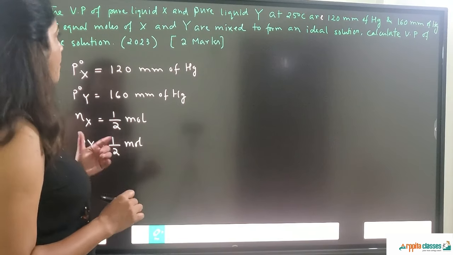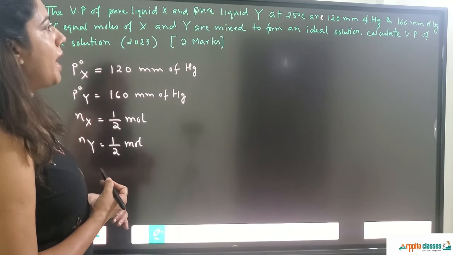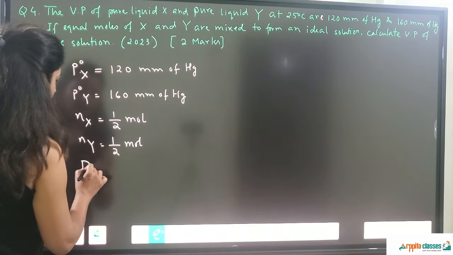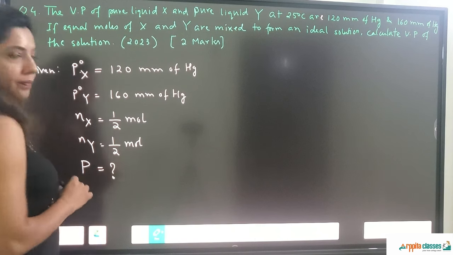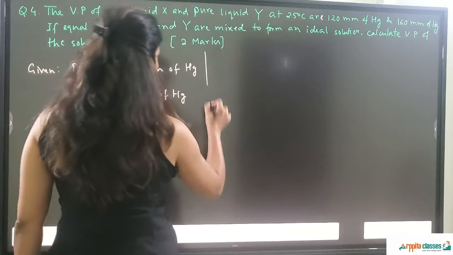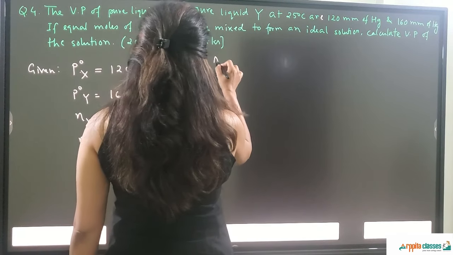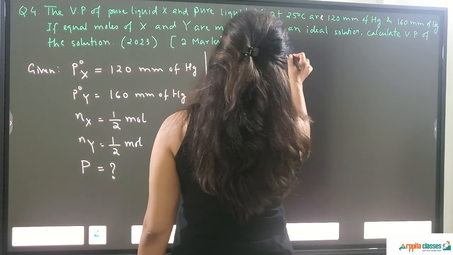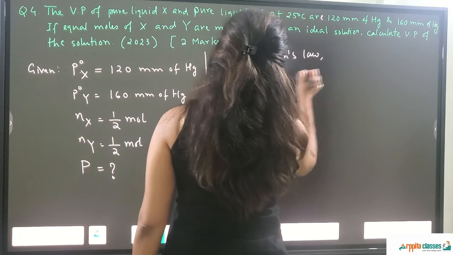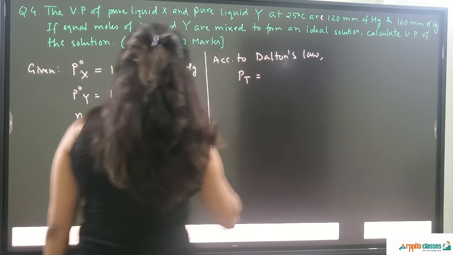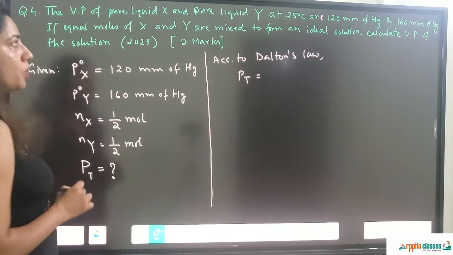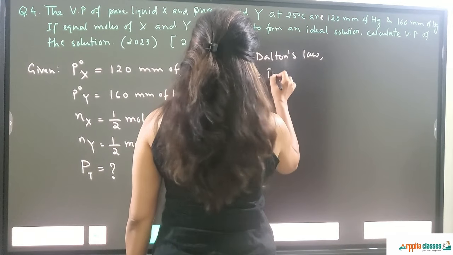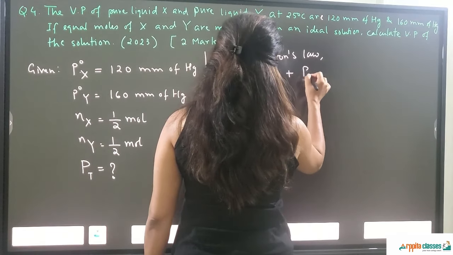So equal mole means half mole and half mole are mixed to form an ideal solution. Calculate the vapor pressure of the solution. So we have to find out the vapor pressure of the solution, that is P. We know that according to Dalton's law, total vapor pressure PT, that is the total pressure of the solution, PT is equal to partial pressure of X plus partial pressure of Y.